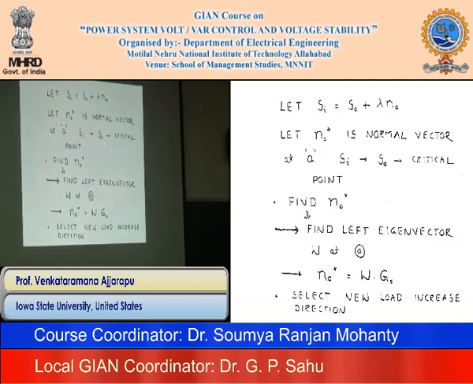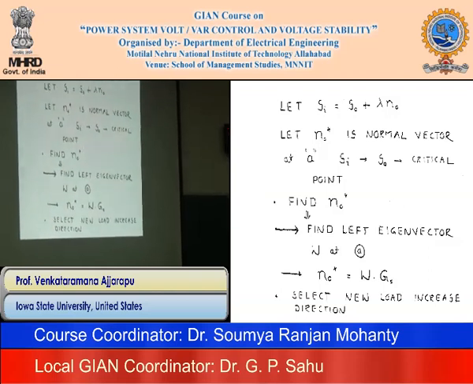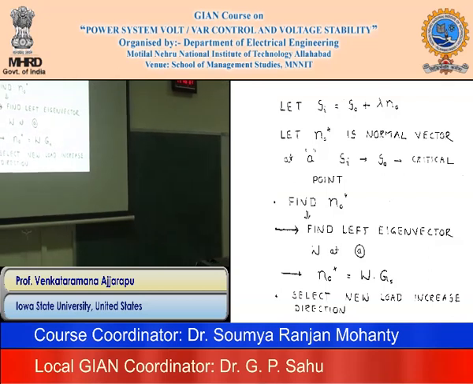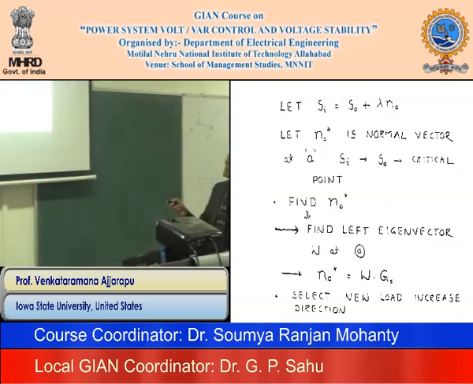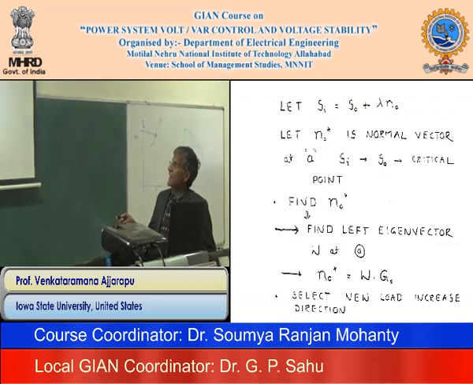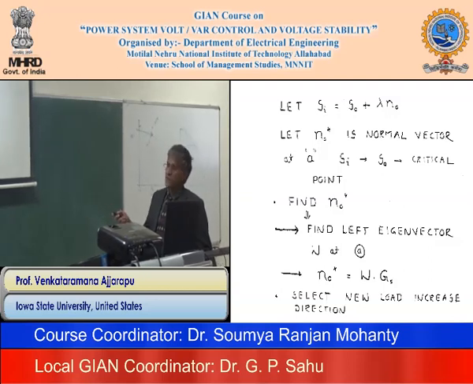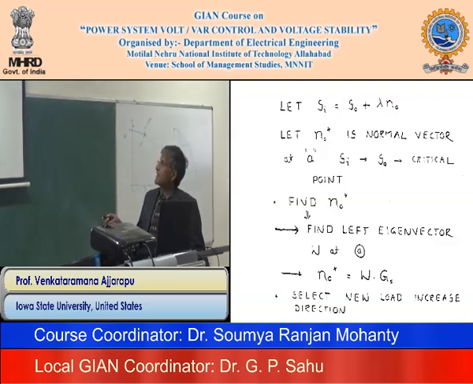So Si, obviously when you increase this it becomes SA, the critical point. So at the critical point, find N0 star. Basically, how do you find N0 star? Find the left eigenvector W at A, and N0 star, the normal vector, is nothing but W, that left eigenvector you can calculate at A, times GS. GS is nothing but dou G by dou P and dou G by dou Q. In this case, PQ is the boundary, because in the PQ space we are calculating the boundary.